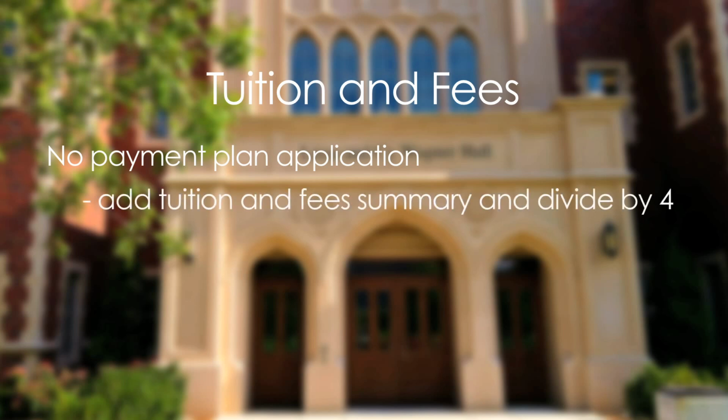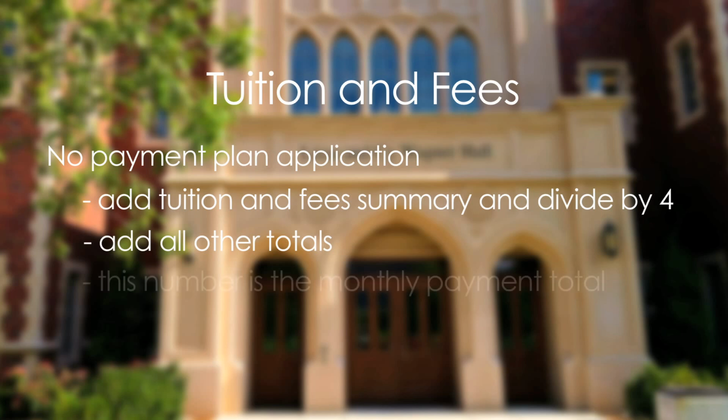For the first statement, simply take the tuition and fees summary total and divide it into the 4 payments. Then add all other totals such as housing, parking citations, athletic, or health center. This will be the monthly minimum payment total for that month's statement. The percentage that tuition and fees need to be calculated is at the bottom of each month's statement.